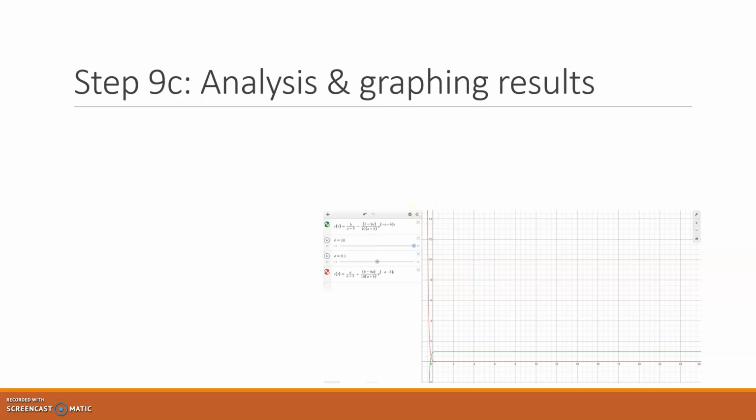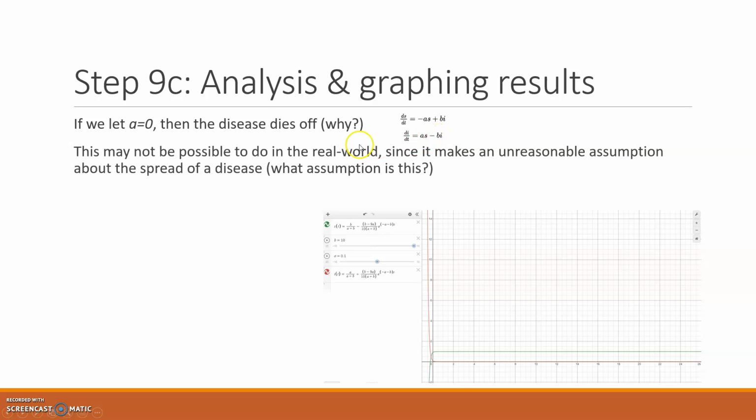So step 9c was doing analysis and graphing results. If we let a equal 0, then the disease dies off. Why? This is because these terms will cancel out, and you just have a negative bi and a positive bi. So that means the infected population is always becoming susceptible, and there's no increase in this. It's just continually decreasing. So eventually it's going to go to 0. And this may not be possible to do because no one's becoming infected in this scenario.